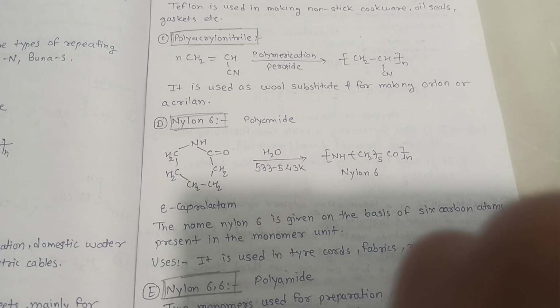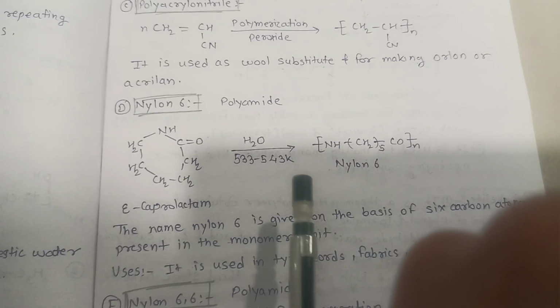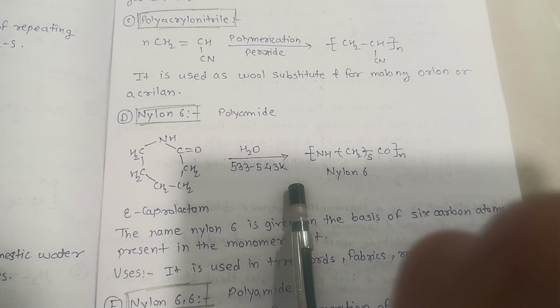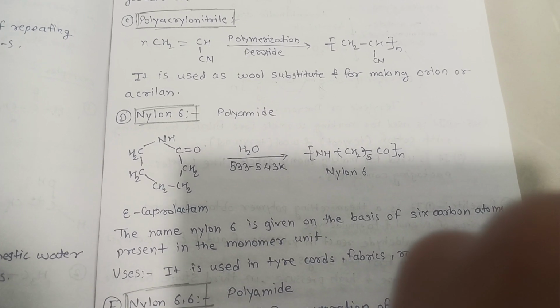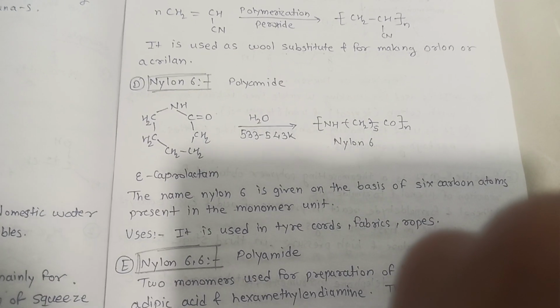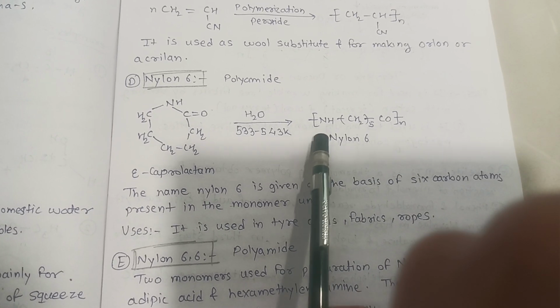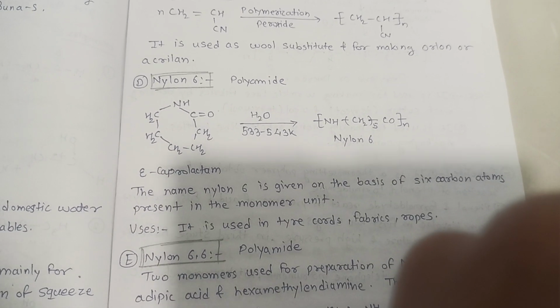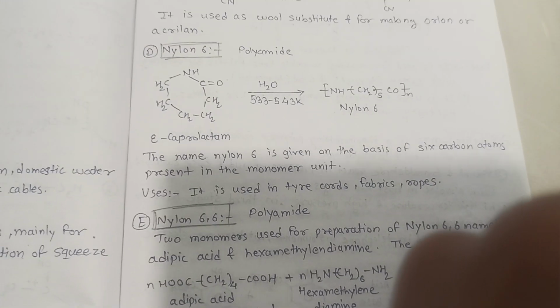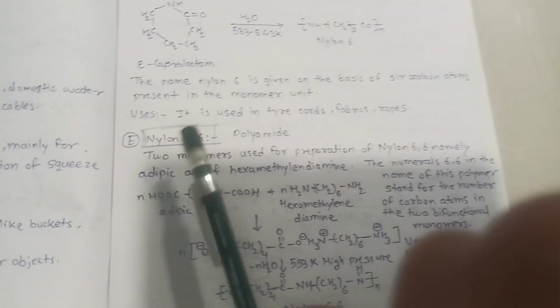So epsilon caprolactam and water at 533 to 543 Kelvin, and we are getting nylon 6 as the polymer. Okay, so NH, then CO, and then bracket and n. So that's how nylon 6 is obtained from epsilon caprolactam.